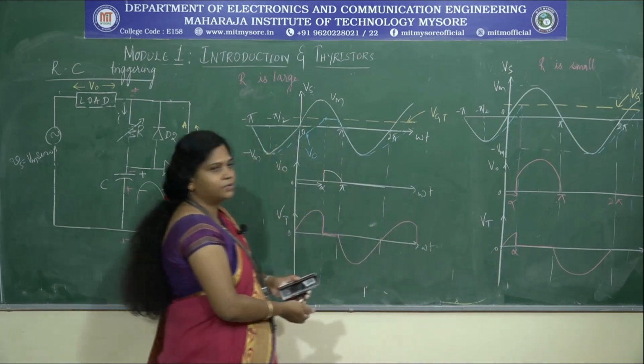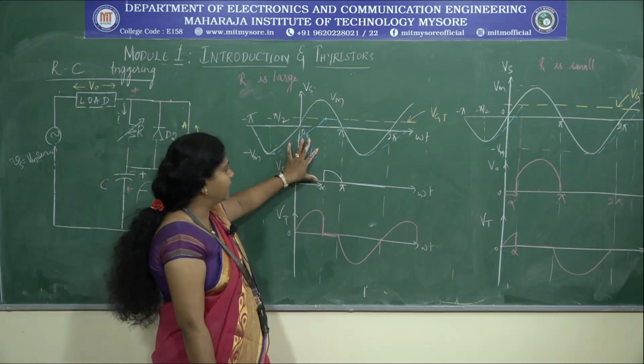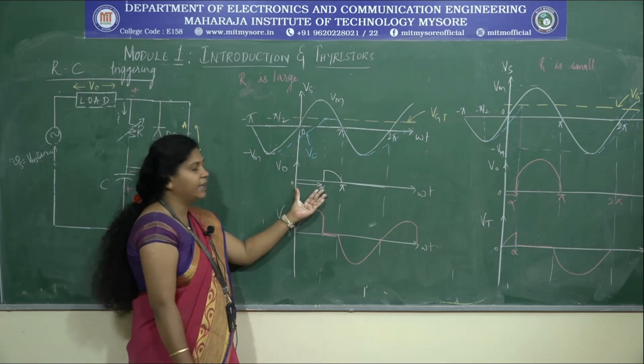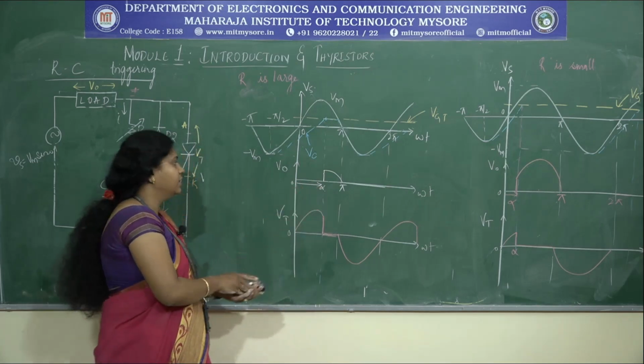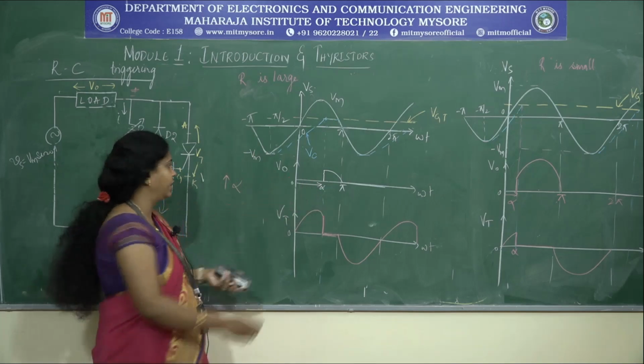Okay. Now, you can observe from these two waveforms, let us say when the value of alpha is more, when alpha is high, what happens to the output voltage?